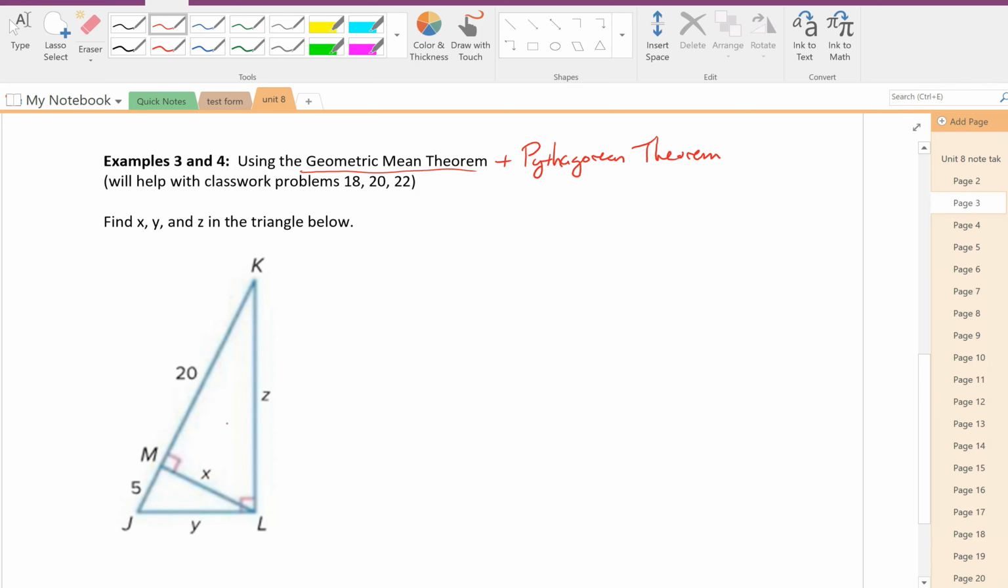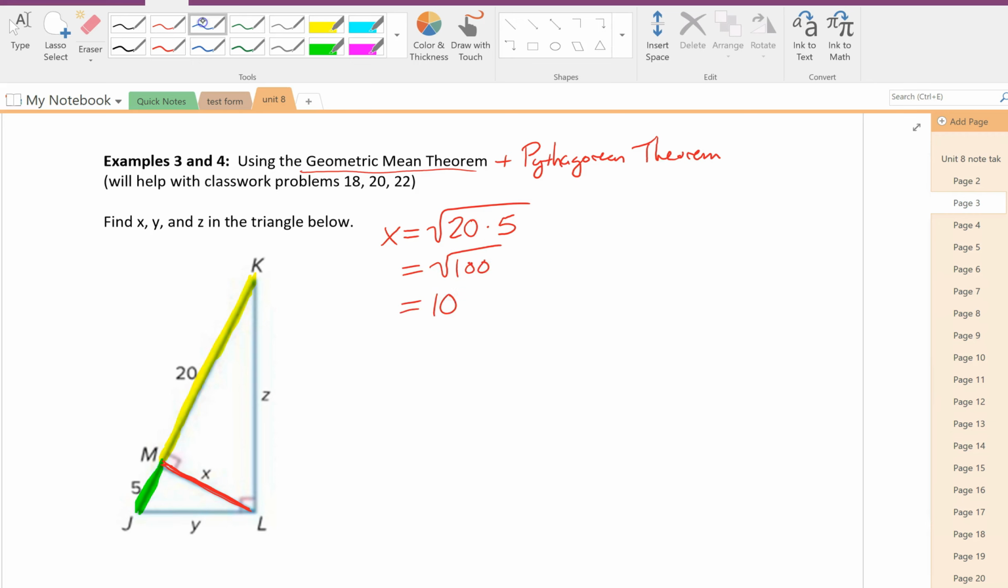I see x is along one of the altitudes I could draw inside of the triangle KJL. x is an altitude. And so the two parts it creates of this hypotenuse from J to K, one is 20 and one is 5. So the easiest variable to solve for in this triangle is going to be x, because x is going to be equal to the geometric mean of 20 and 5. And so I just put 20 and 5 under a radical symbol. I multiply them together. 20 times 5 is 100. And I know the square root of 100 is 10.